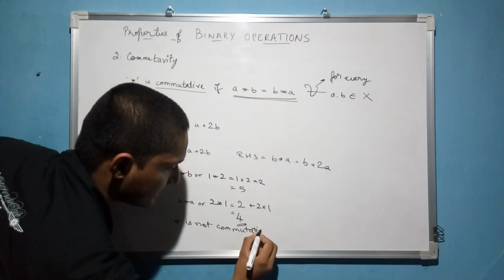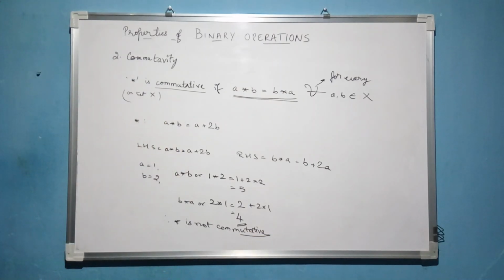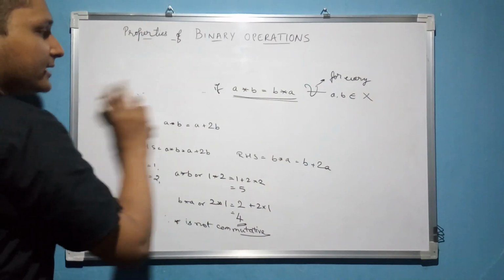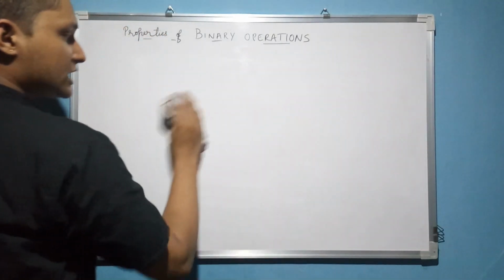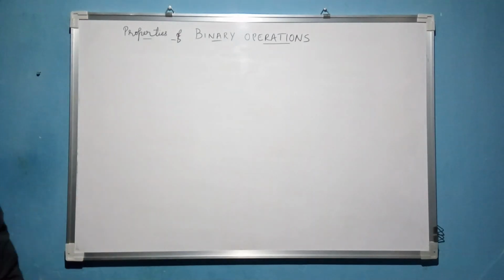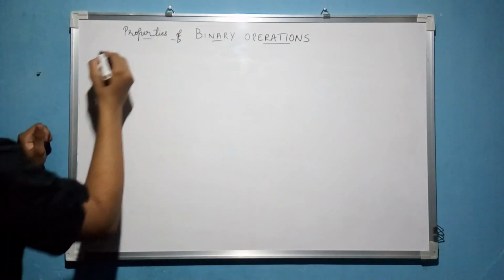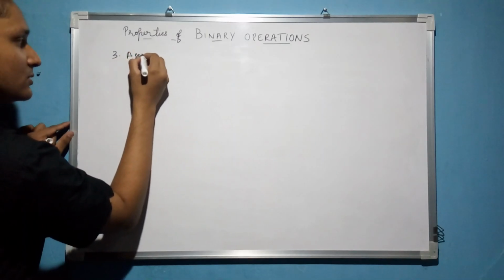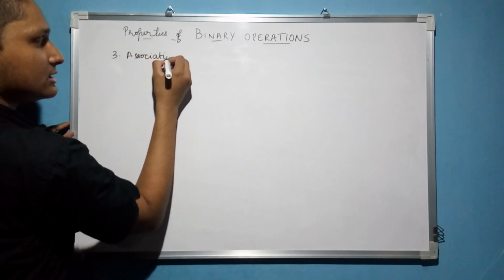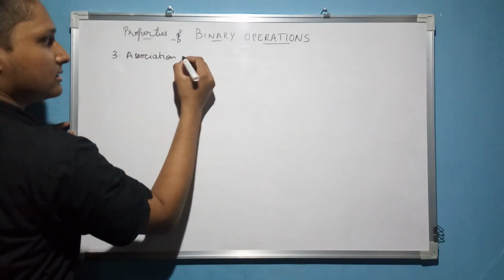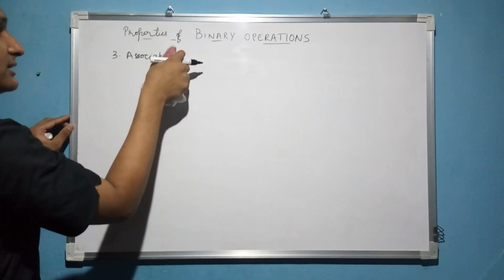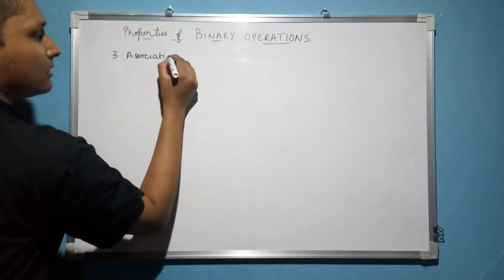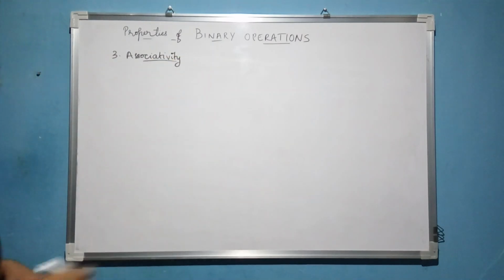Okay? This is the second property of the binary operations. There is one more similar property that is going to come under binary operations, the third one. Generally it's the association property. Association generally means the coming together of 2-3 things. It's the property called associative, or associativity.